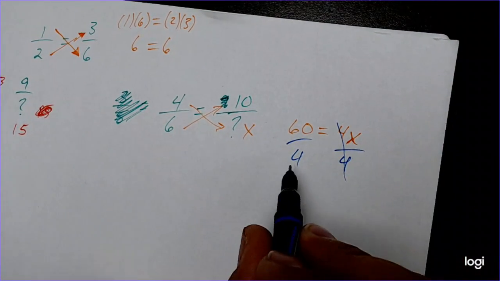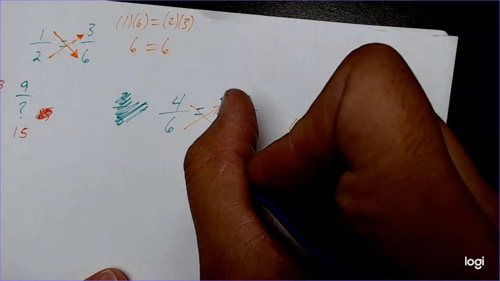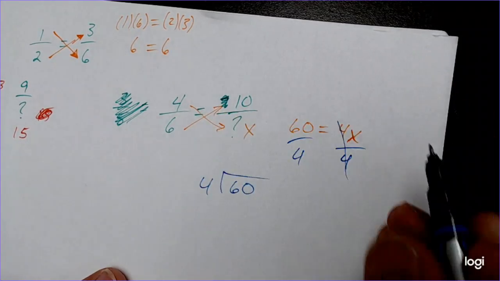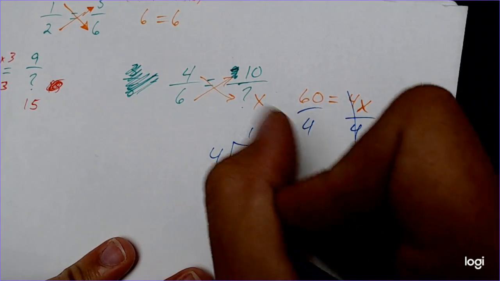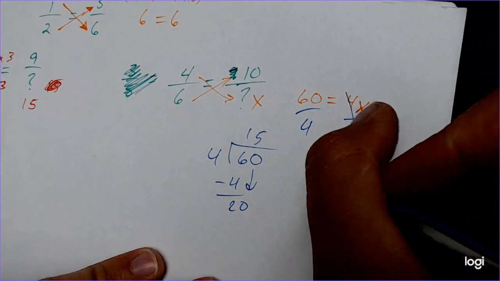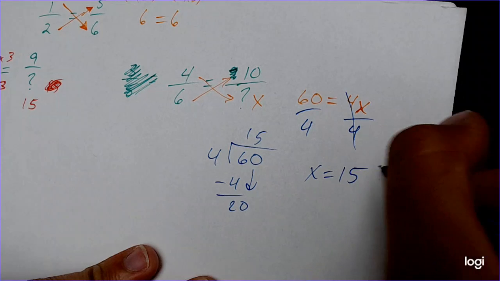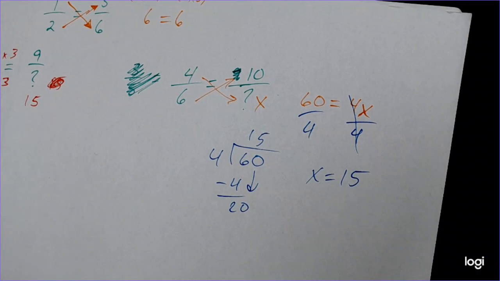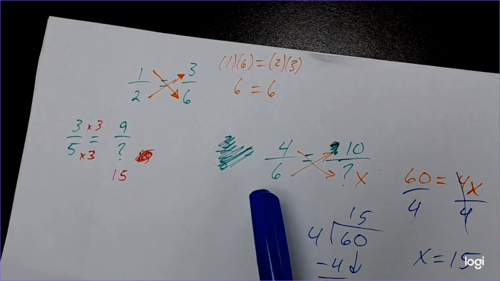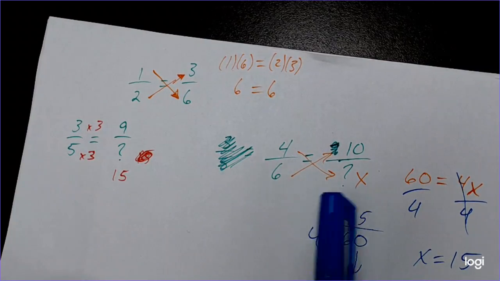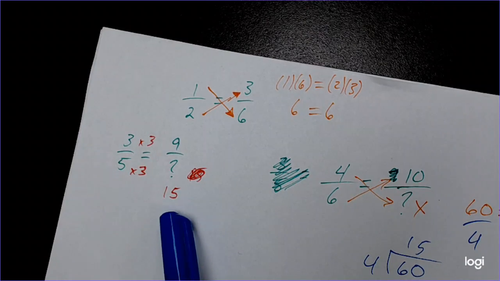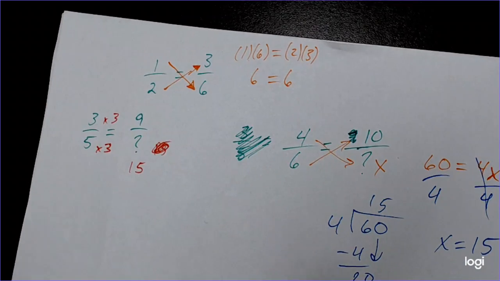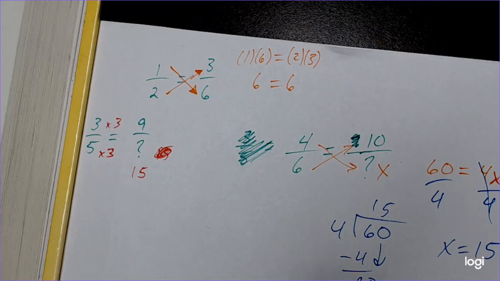Okay, 60 divided by 4. I could try to reduce this, or I could just write a traditional division algorithm. 4 goes into 6 one time. 4 goes into 20 five times. That gives 15. So X is equal to 15, right? So that's how cross multiplication is useful. It helps us solve proportions for missing numbers that are not as easy to figure out as something like 3/5 over 9/15. Okay, so it helps us solve much more difficult proportions.